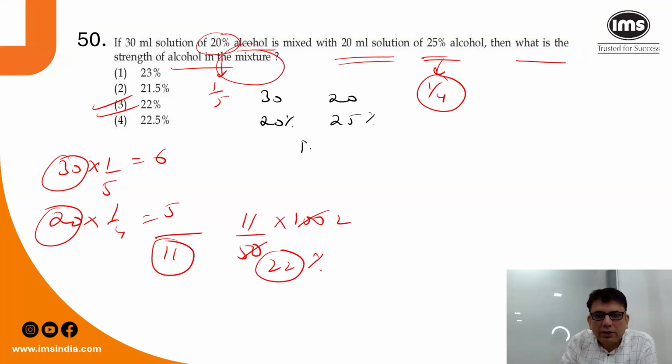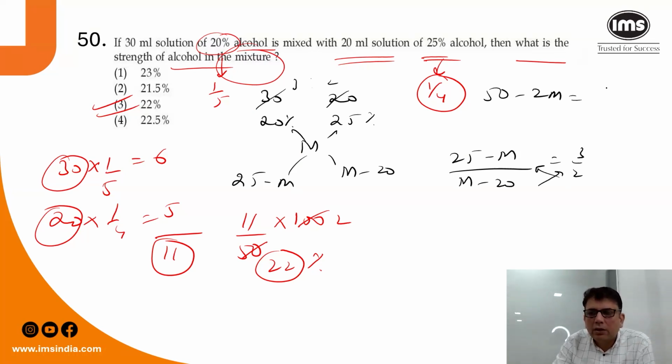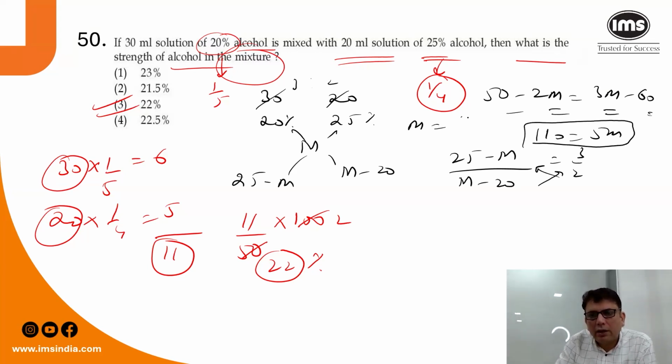25%, रिजल्टेंट चाहिए, डिफरेंस देखो m - 20, 25 - m, so this ratio will be 3:2, so you get 25 minus m divided by m minus 20, this is 3/2, cross multiply, 2 इधर आएगा, ये इधर चले जाएगा, 25 into 2 is 50 minus 2m, 3m minus 60, 3m plus 2m is 5m, 50 plus 60 is 110, m is 110 divided by 5 which is 22, yes 22%, third option is the correct answer.